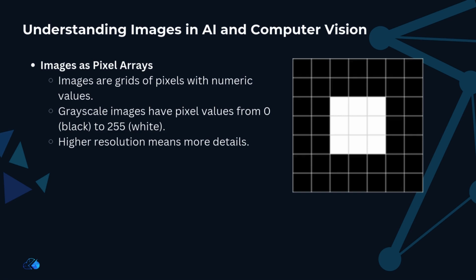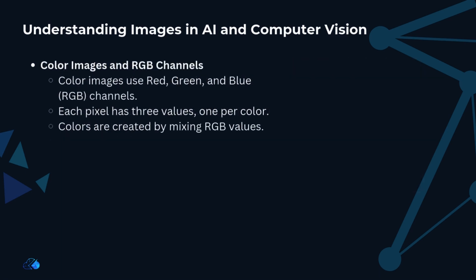This array represents a 7 by 7 image resolution, meaning there are 7 rows and 7 columns of pixels. The higher the resolution, the more detail an image contains. Looking at this matrix, the white pixels, the 255 values, form a small square in the center, while the rest remain black, which is zeros. When displayed on the screen, we can see an image with a bright shape in the middle. So how do color images and RGB channels work?